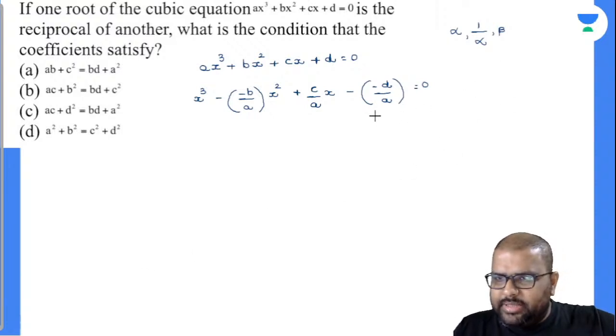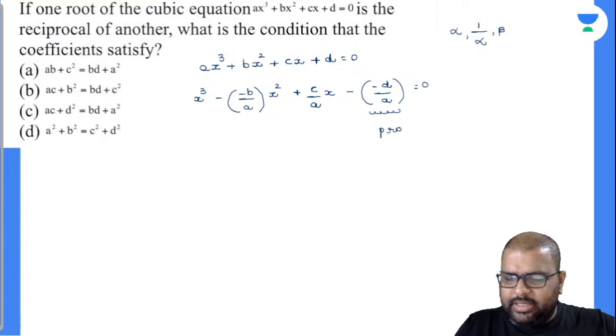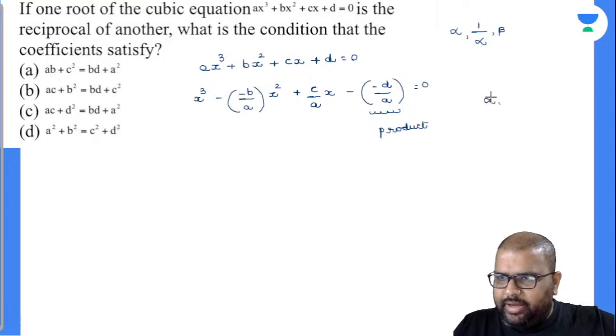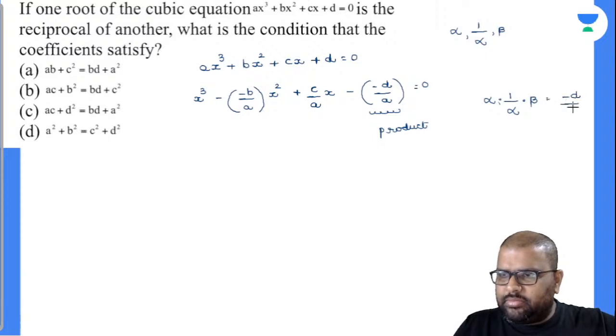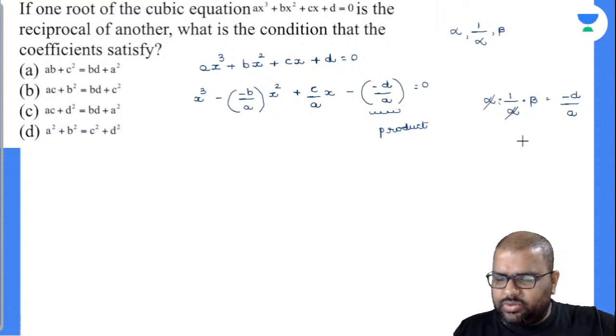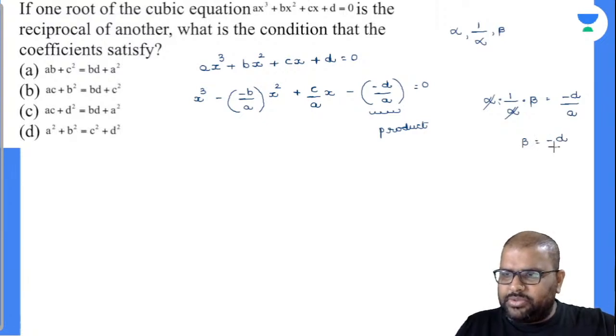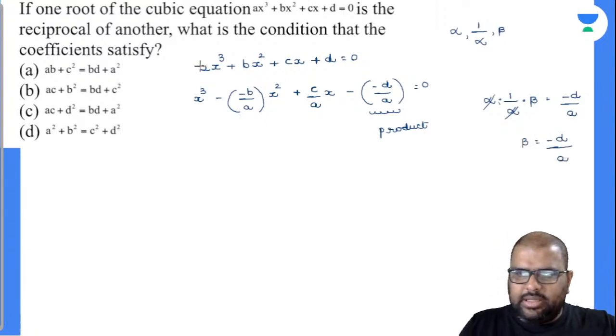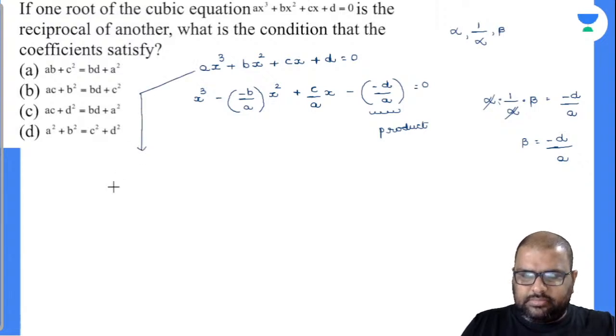And closely observe that this is nothing but the product of roots. Product of roots means alpha into 1 by alpha into beta is equal to minus d by a. Alpha gets cancelled. So what will be your beta? So I got one root value, minus d by a. Substitute the same value in your given equation, then automatically you can get the answer.